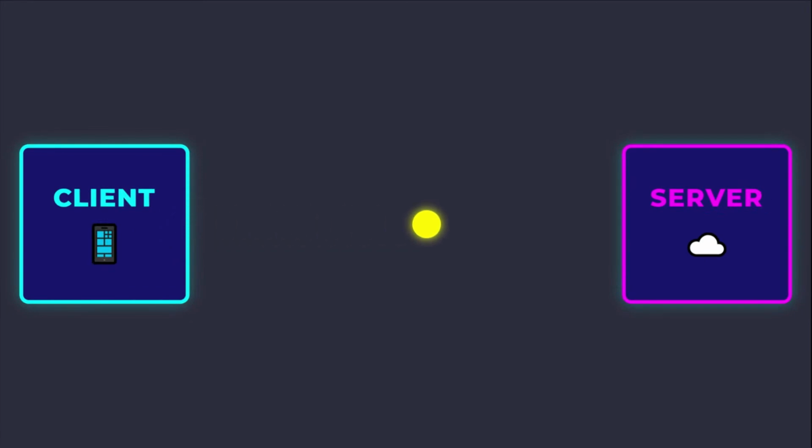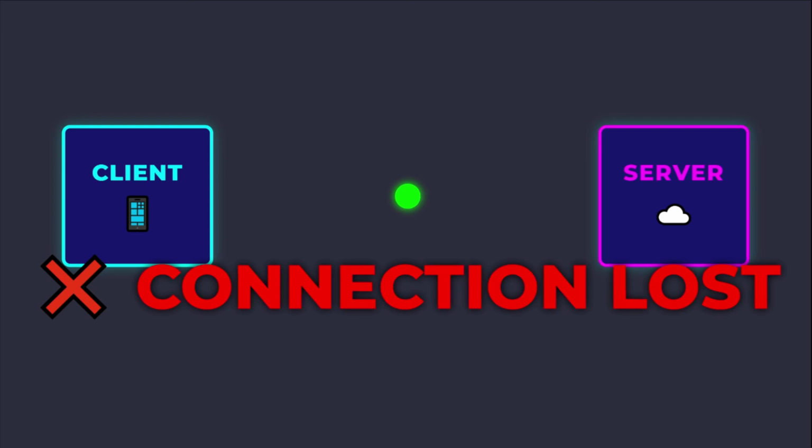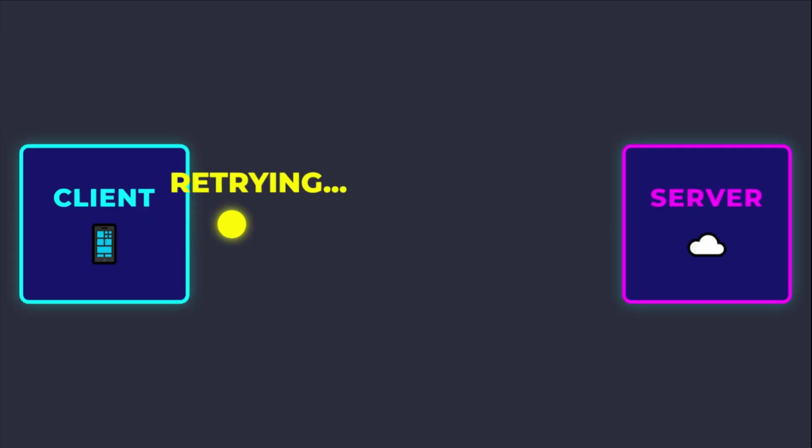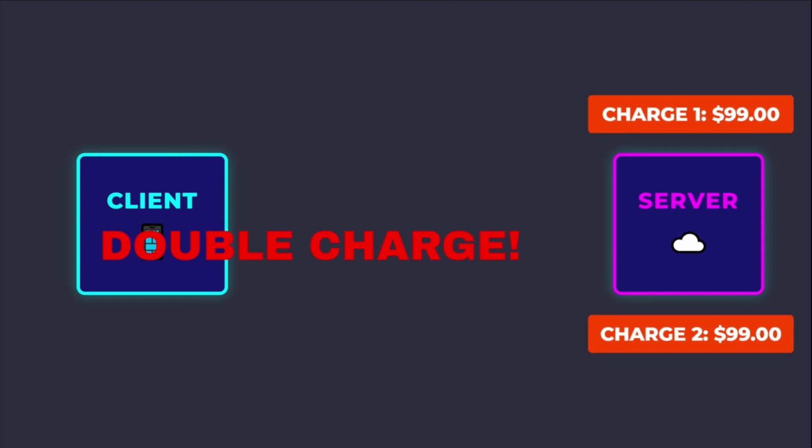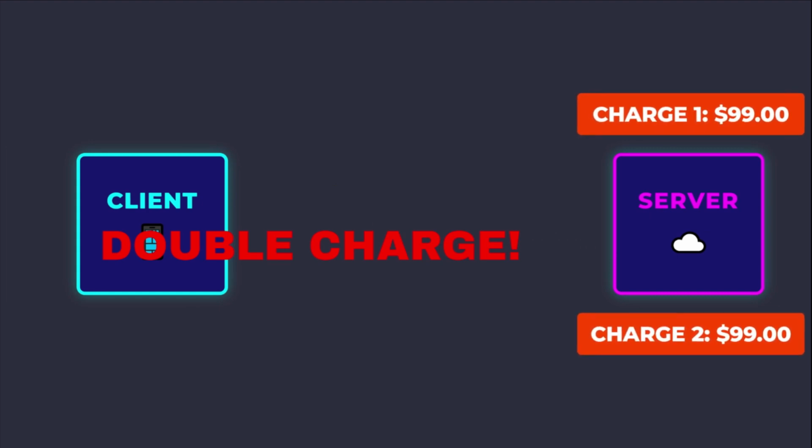A client initiates a payment request. The server processes the charge successfully, but the network connection drops before the success response reaches the client. The client, unaware of the successful transaction, automatically retries the request. Without proper safeguards, this results in two identical charges for the customer. This scenario is not rare. It is an inevitable consequence of distributed systems and unreliable networks.